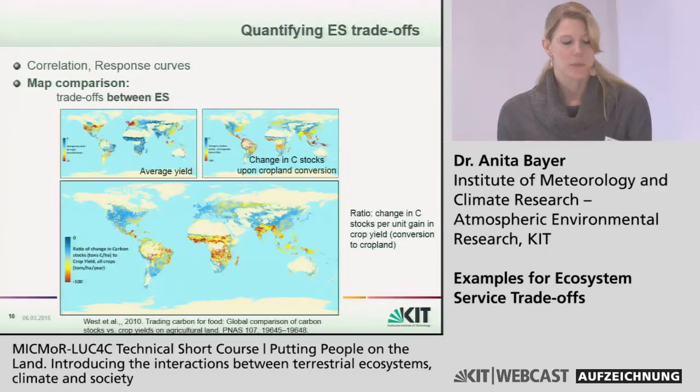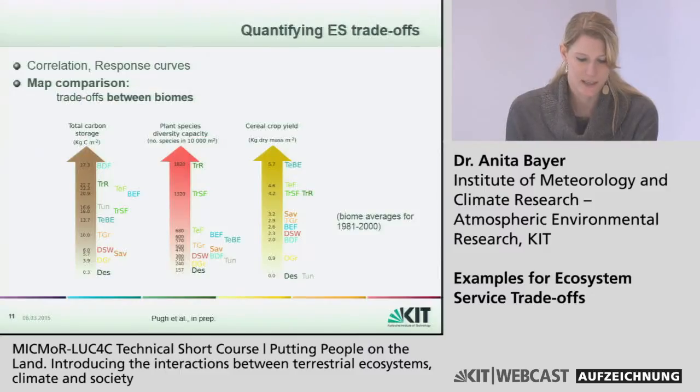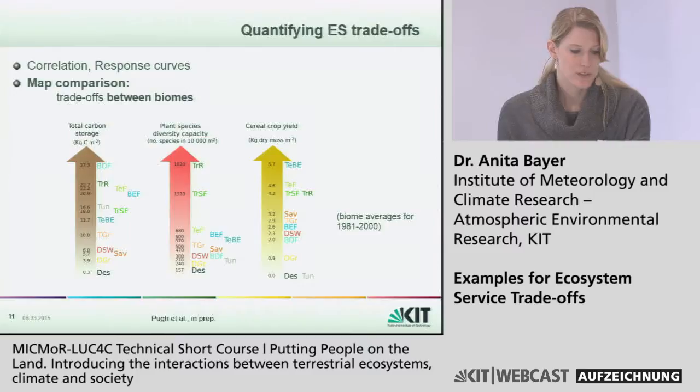So from this map you might conclude that in the red areas it's not very favorable to convert these areas to croplands. Okay? So that's one example for trade-offs based on maps, and that's another example based on a biome scale. Here the trade-offs in services are compared for different biomes, for 3 services.